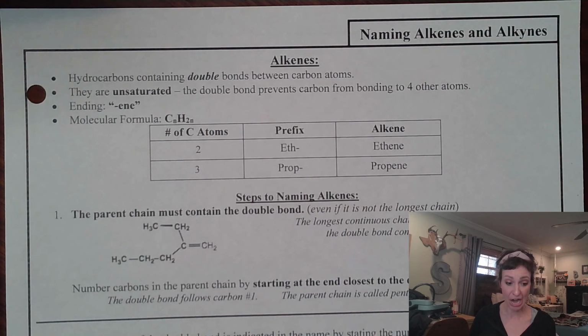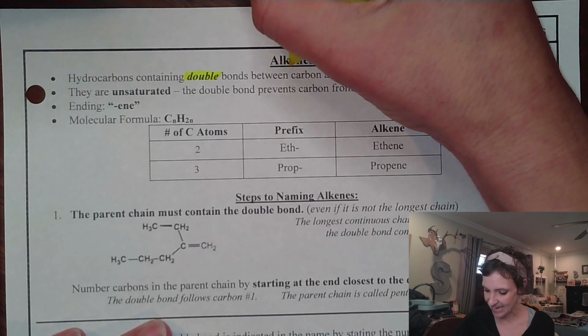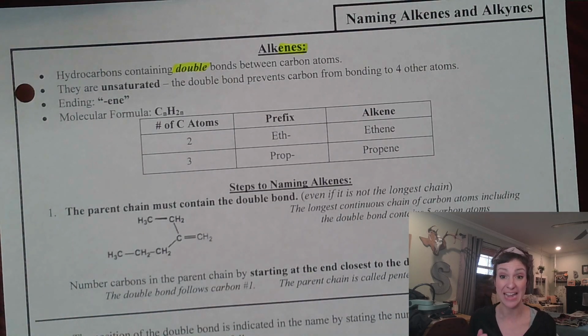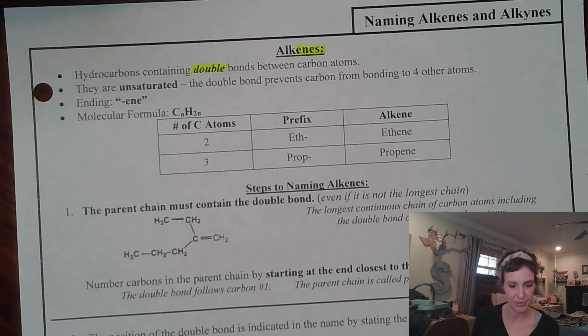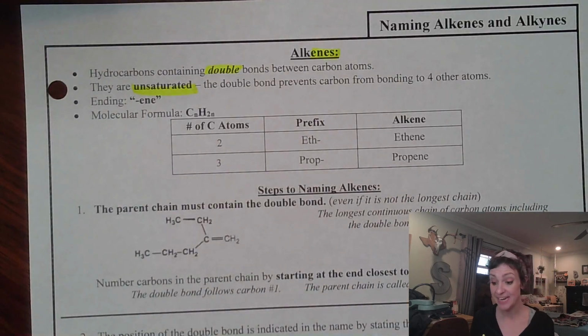So alkenes are hydrocarbons containing double bonds. Here I've got an ENE ending, so that's an alkene, and when I see an ENE ending, that is a red flag to let me know that I will have a double bond in this hydrocarbon molecule. Okay, so they are unsaturated, which just means the double bond itself will prevent carbon from being able to connect to four other things.